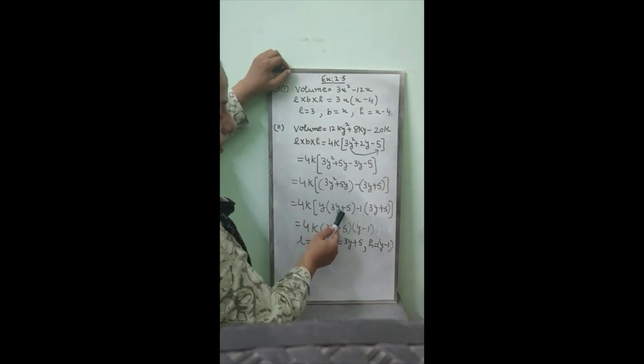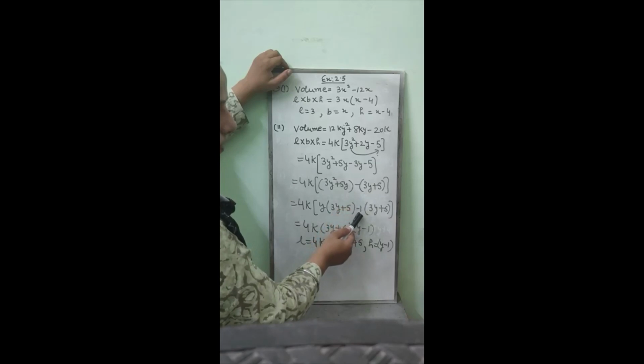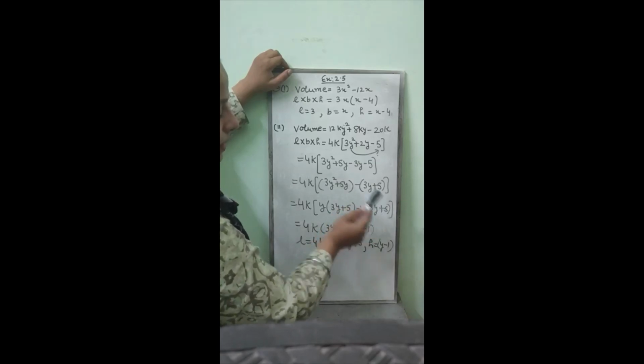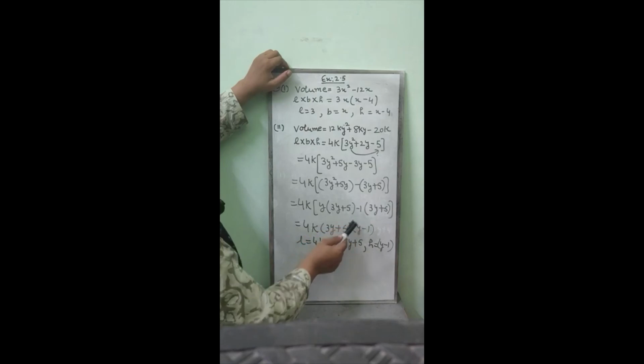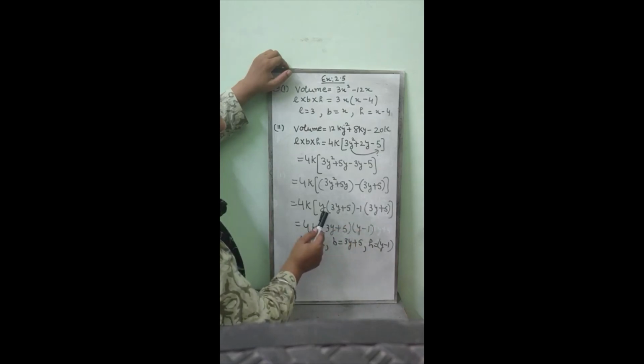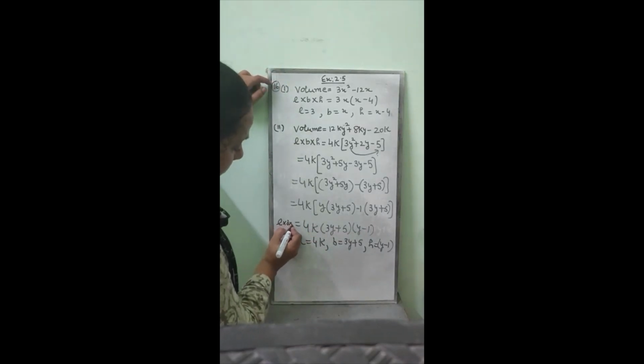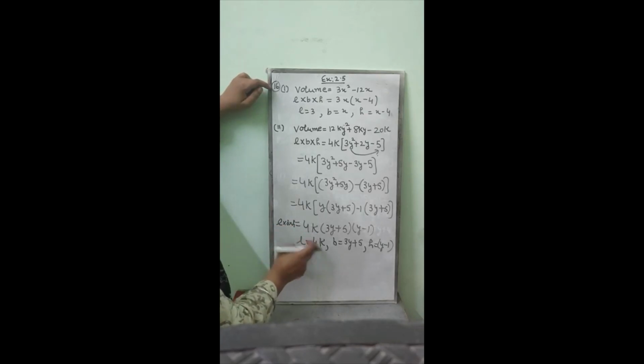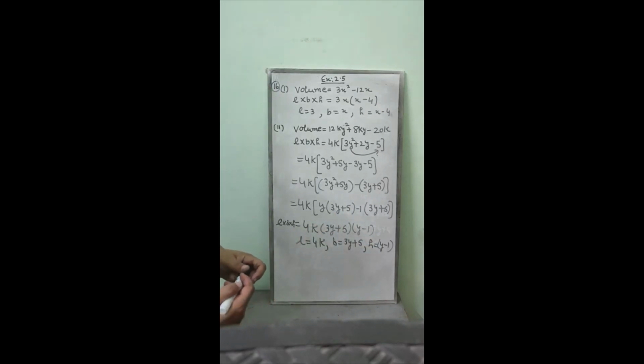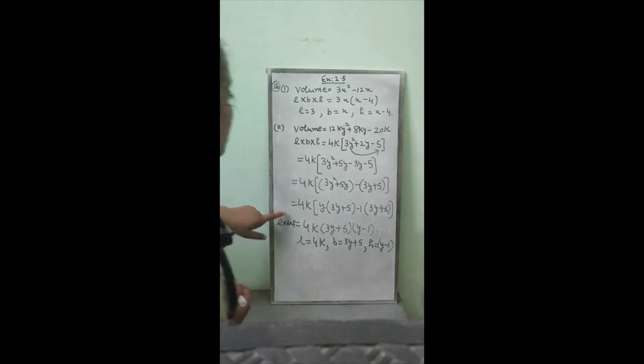Inside the bracket you will get 3y plus 5. Here HCF is 1 only. Inside the bracket 3y plus 5. We will write 3y plus 5 once and the second factor will be y minus 1. Clear? Now you have got three factors, L into B into H. First value will be length 4k, breadth will be 3y plus 5, height will be y minus 1. So we have got all the three dimensions of the cuboid, length, breadth and height in these two sums. Give a 1 minute review to these sums thoroughly. This is the last sum of this exercise.